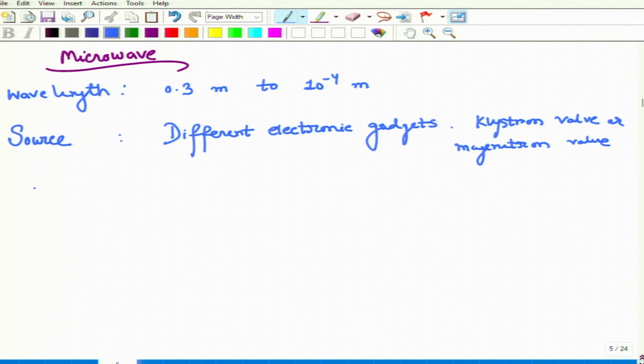Okay, by which it is detected? Microwave is basically detected by the point contact diodes.